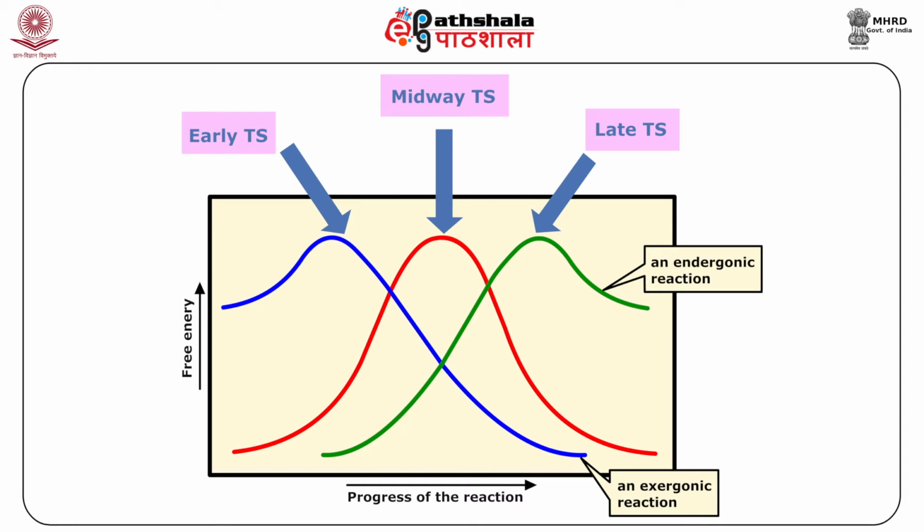Now, in an endothermic reaction, the transition state is closer to the products in energy as well as in structure. However, as discussed before also, in an exothermic reaction, the transition state is closer to the reactants in energy and the structure. Now, you can clearly see this in this figure.